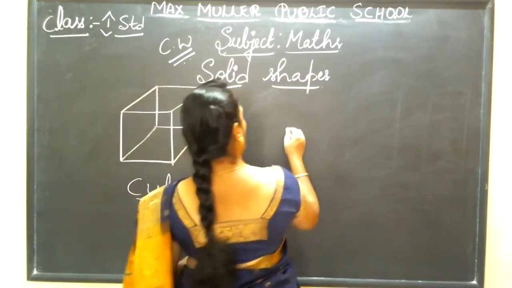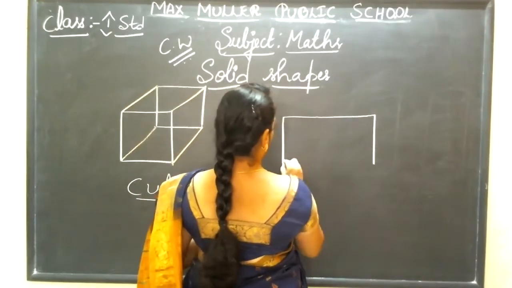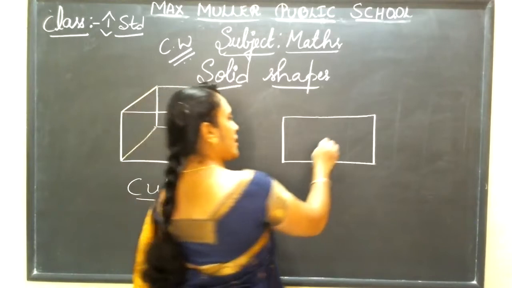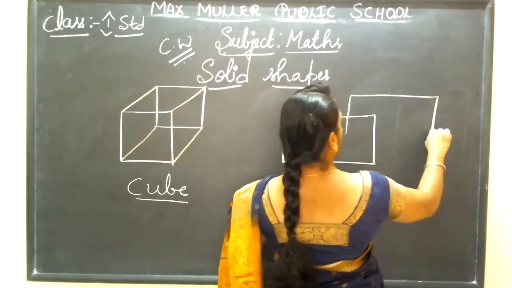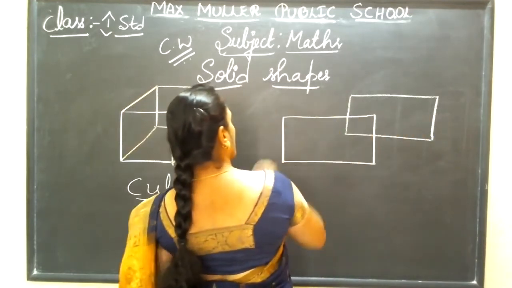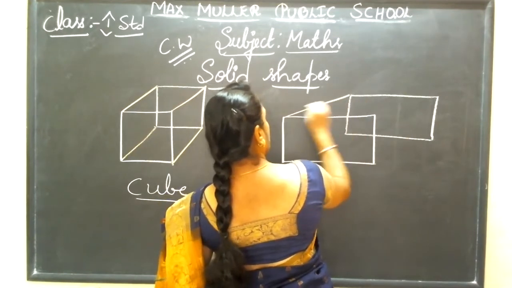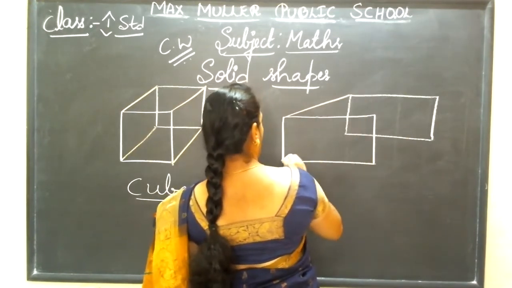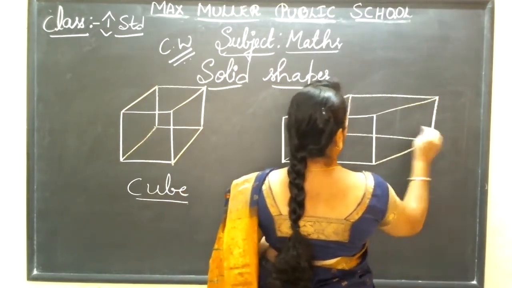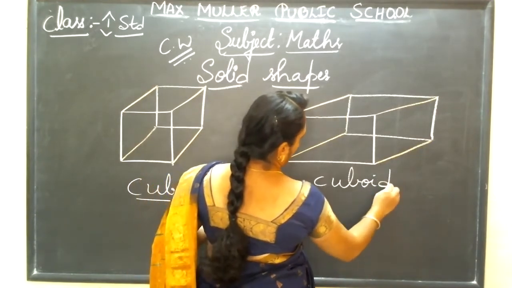Okay. Next is this one. Cuboid. How to draw cuboid? First you should draw the rectangle. Okay. You know to draw a rectangle. Inside that, one more rectangle. Then join the corners. This corner. Then these two corners. And here. And these two corners. This is cuboid. What is the shape? Cuboid.